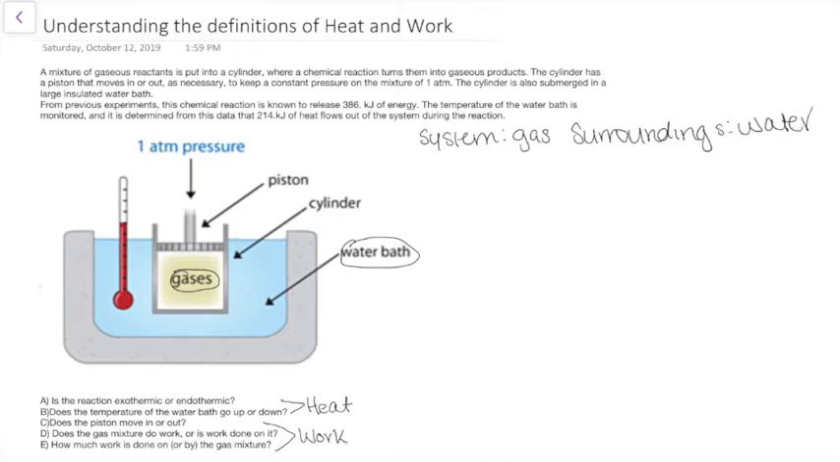All right, now let's begin by working on our heat problem. So question A is asking, is the reaction exothermic or endothermic? Now in class we learned that if the system releases heat, it's going to be exothermic, and if the system absorbs heat, it's going to be endothermic. And from rereading our description, we see here that 214 kilojoules of heat flows out of the system. Since this heat is leaving the system, it's going to go into the surroundings. This is similar to releasing heat, so the answer to A is that our reaction is exothermic.